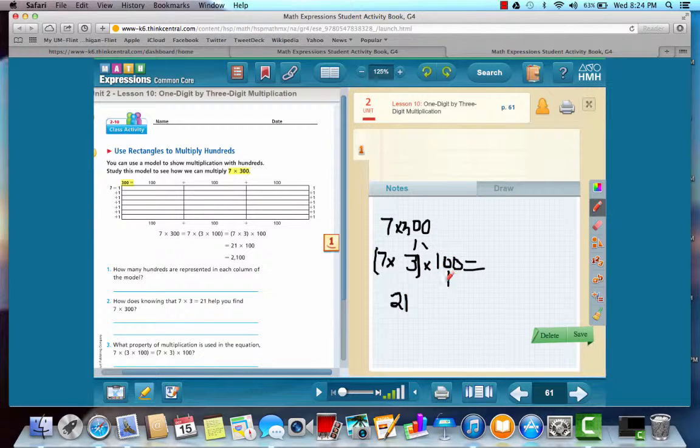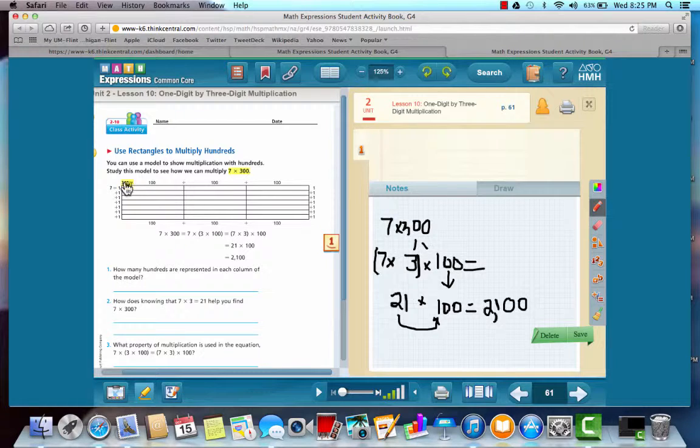And then we bring the 100 down and we say 7 times 3 is 21. Now we're going to take that partial product and multiply it by this partial product. So now we can say 21 times 100 is 21, add the 2 zeros, 2100. So this question asks, how many hundreds are represented in each column of the model?